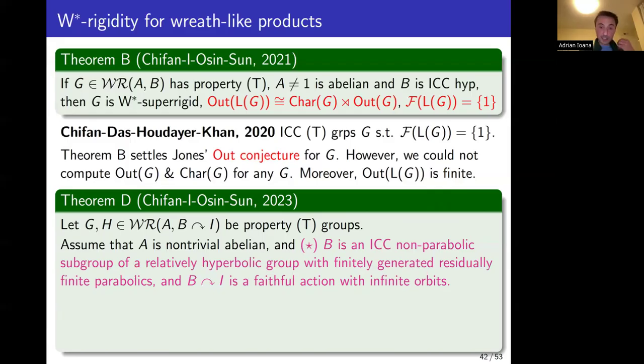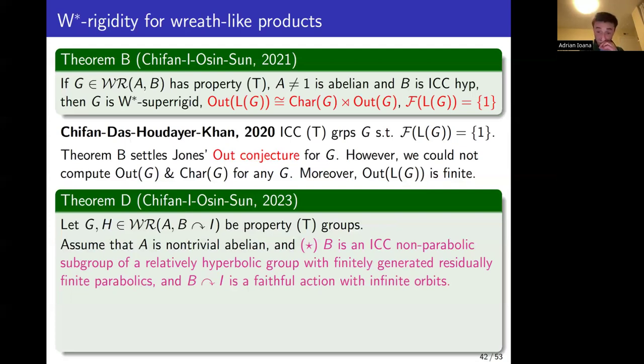I should say that, in essence, what this is saying is that B is no longer required to be hyperbolic. It's okay to be relatively hyperbolic. And moreover, the action of B on I is not required to have amenable stabilizers, which is almost like being the regular action of B on B. We only require that the action is faithful and has infinite orbits.